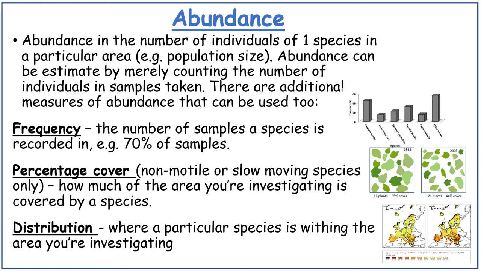So frequency is the number of samples a species is recorded in, e.g. 70% of samples. Percentage cover, so non-motile or slow-moving species are the only ones you would use percentage cover for. So this is how much of the area you're investigating that is covered by a species. Distribution is where a particular species is within the area you're investigating.